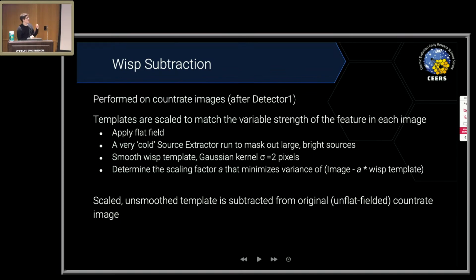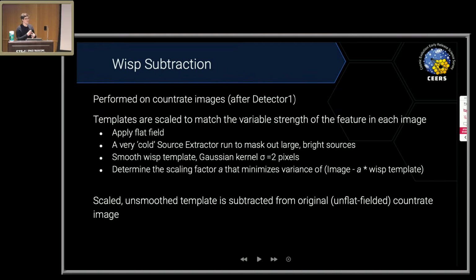We perform this on the count rate images after the detector 1 step. Because of the time variability of the feature, we do try to match the feature, scale it so that it can produce the best result. We sort of minimize the variance in our images. If you do image minus template, we scale that template up and down until we find the value that will minimize the variance in the overall image.